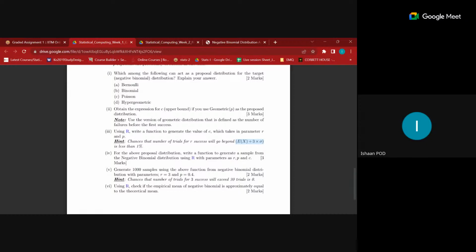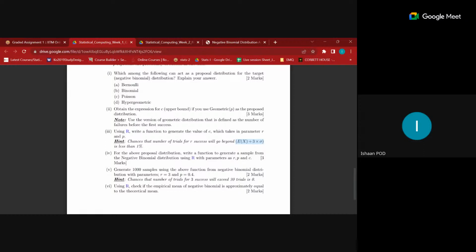Correct. Yeah, correct. I think the expectation came around to 30 only. Right. But what if we change the value of R and P? It won't work, right? The maximum C will always depend on whatever is the parameter of the distribution. If I increase R to 30, then their function will not work.